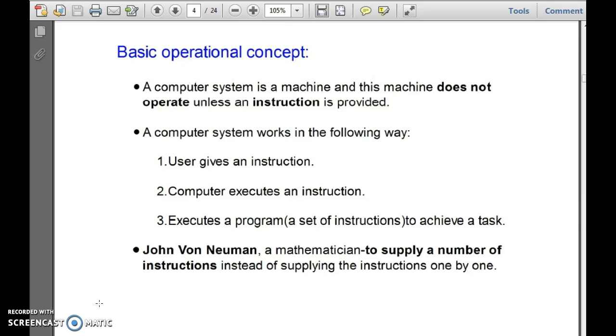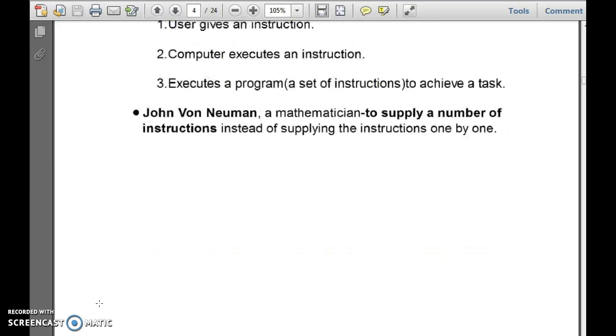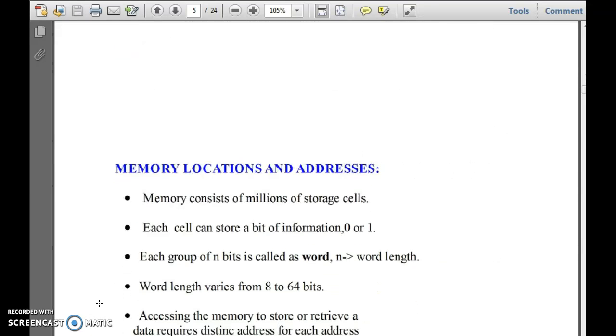John von Neumann is a mathematician. He supplied a number of instructions. Instead of supplying a single instruction, what they were doing in ancient days is they were supplying one instruction, they were waiting for it to be processed until they get the output, and next they will be giving the next instruction. Instead of this, von Neumann proposed a concept of supplying a bunch of instructions instead of supplying the instructions one by one.